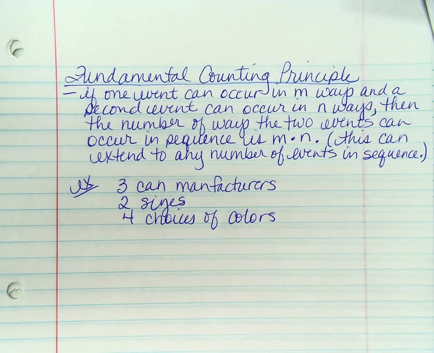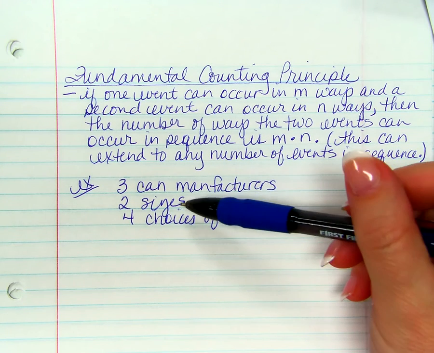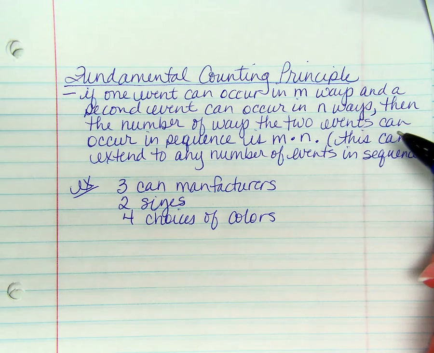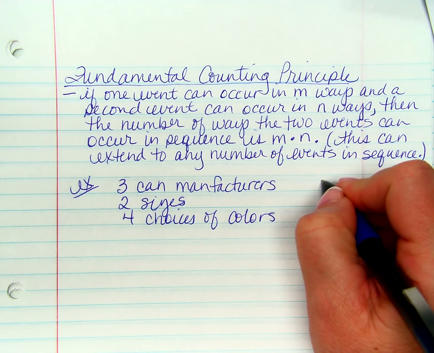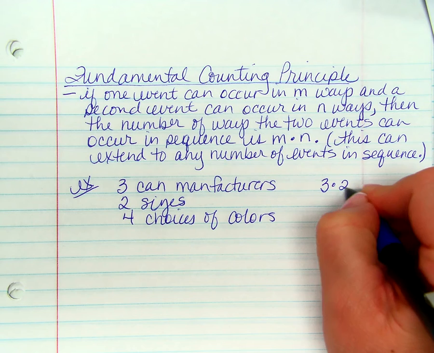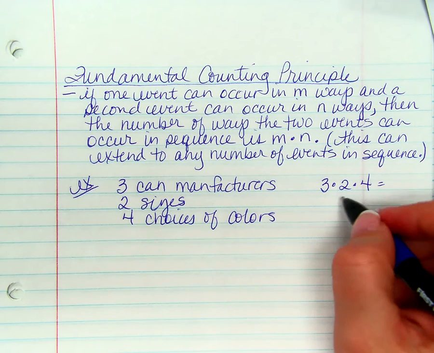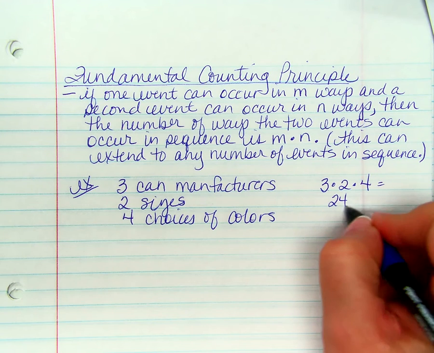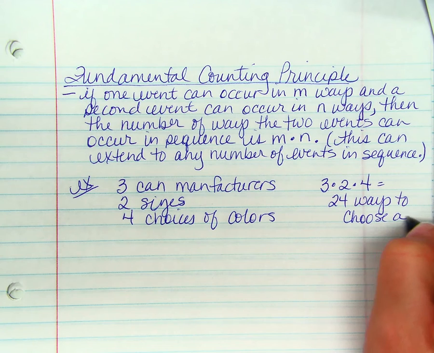So how many different ways do I have to choose a car if I have 3 car manufacturers to choose from, 2 sizes, and 4 choices of color? What does the fundamental counting principle say? 3 times 2 times 4. What is 3 times 2 times 4? What's 3 times 2? 6. What's 6 times 4? 24 ways to choose a car.